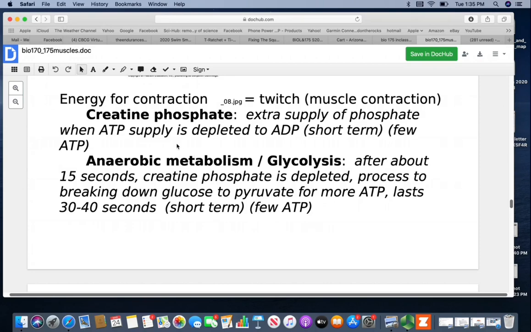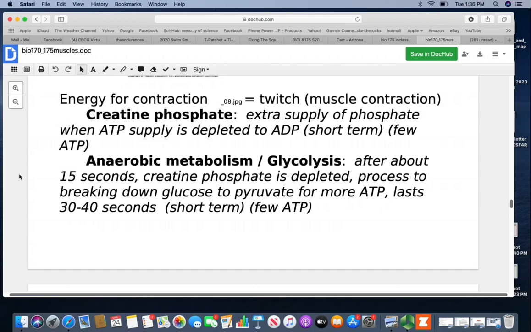So initially we have creatine phosphate. This is going to provide an extra source of phosphate. It'll take the phosphate off the creatine and put it onto ADP so that it can become ATP again. This is very short term, and it only provides a few ATP. If somebody is supplementing with creatine, it is not going to be helpful for an endurance activity. What this would be helpful for is maybe lifting something that's just a little bit heavier or doing another repetition, but it's not going to help somebody run a marathon faster. So that's going to be a real short-term energy supply.